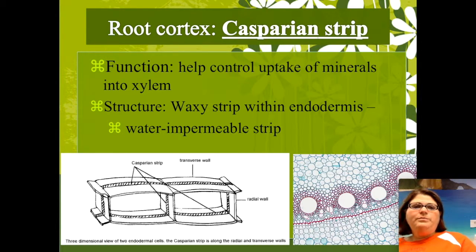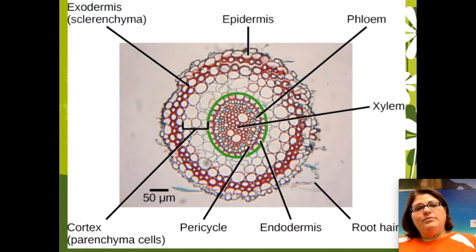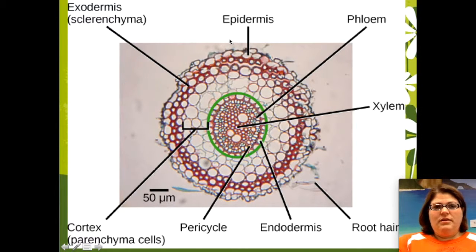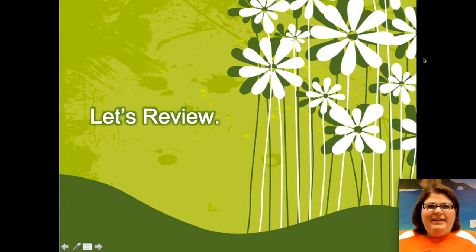from seeping back out. As we look at the root, we have our exodermis, that single layer of cells, where we would find our root hairs. This picture doesn't really have many. It's got a couple that we can sort of see forming, but usually they're a little bit easier to see. We also have the cortex, the vascular bundle, where the xylem and phloem are, and then the endodermis that separates the two. Let's take a minute and review the cortex of the root.